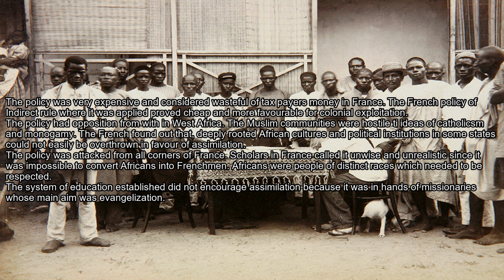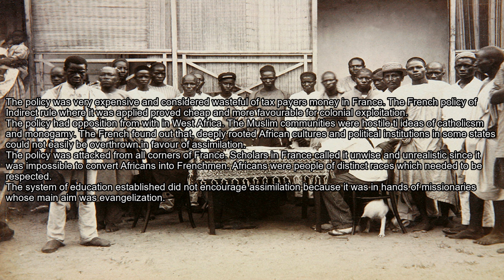The policy had opposition from within West Africa. The Muslim communities were hostile to ideas of Catholicism and monogamy. The French found out that deeply rooted African cultures and political institutions in some states could not easily be overthrown in favor of assimilation. The policy was attacked from all corners of France.